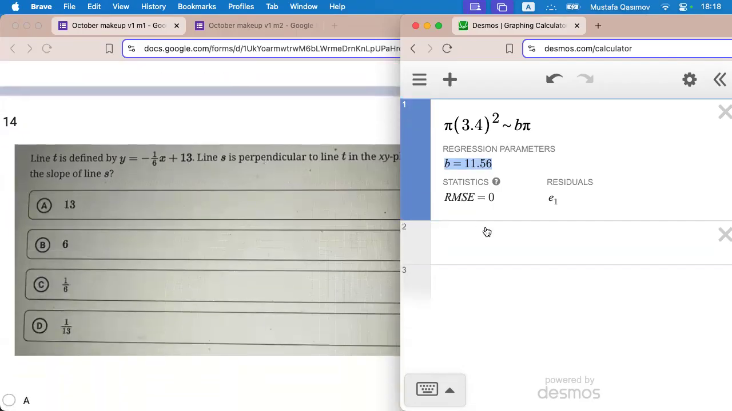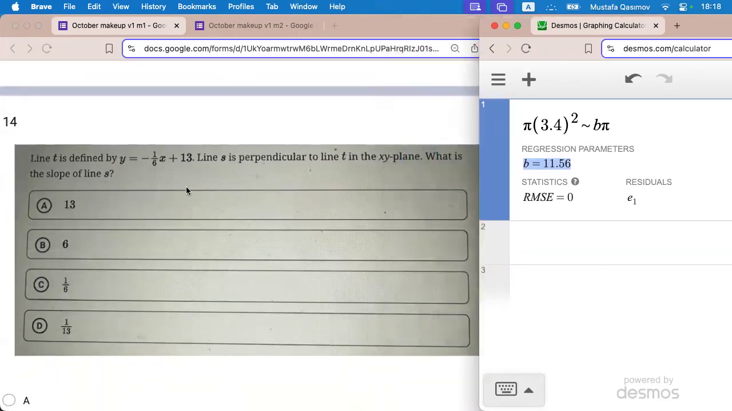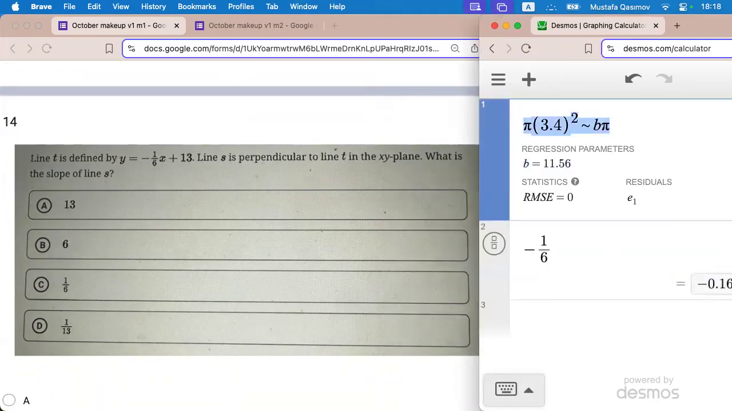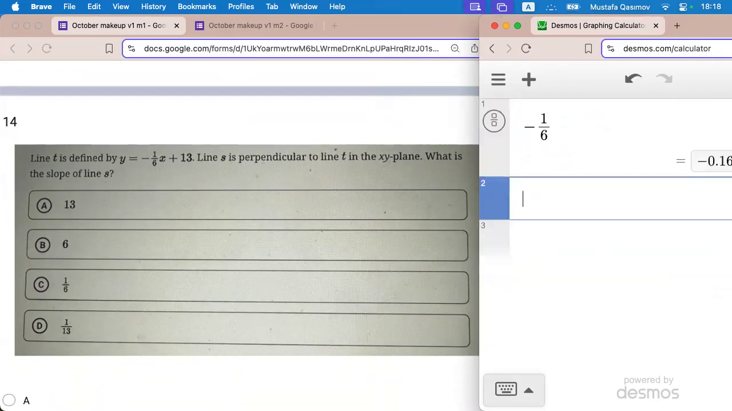14. Again, we have a line. The slope of this line is negative 1 over 6. When it says parallel, it is the same. Parallel is the same. Answer B. And when it says perpendicular, right, it is B.